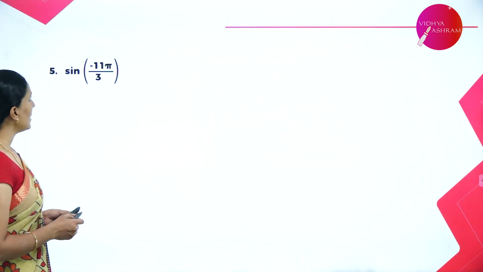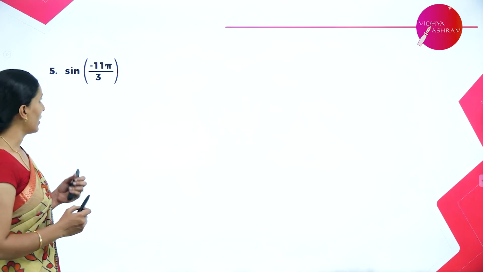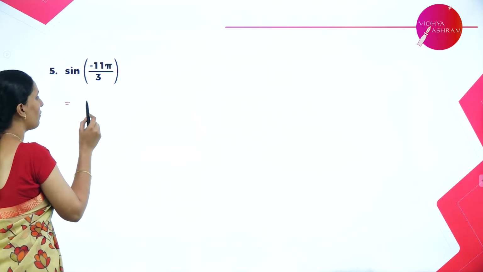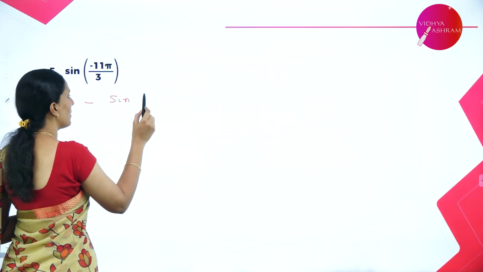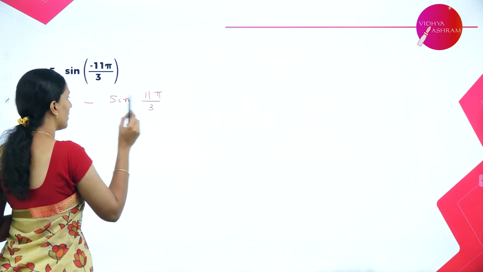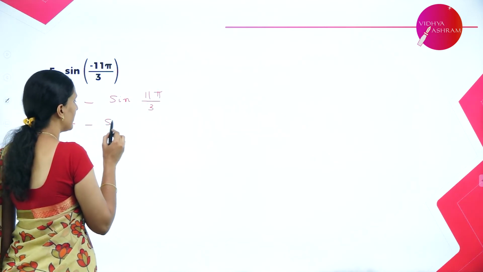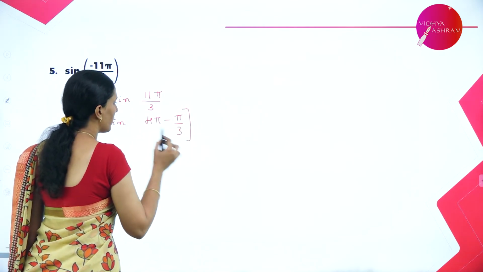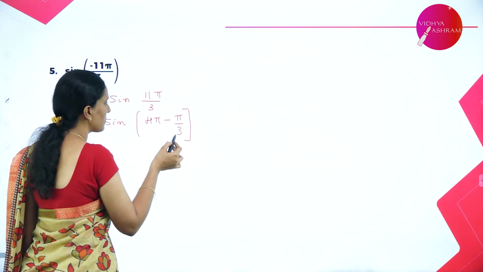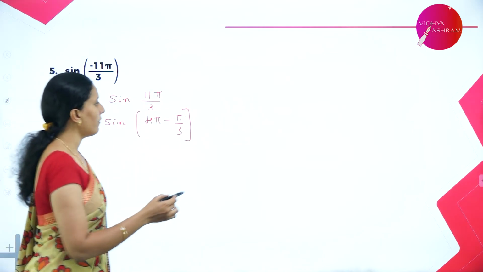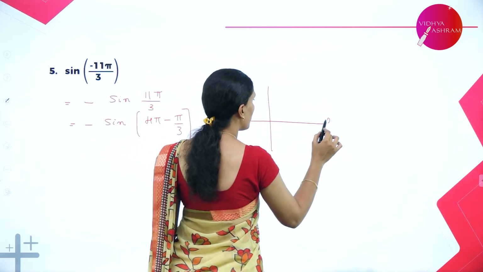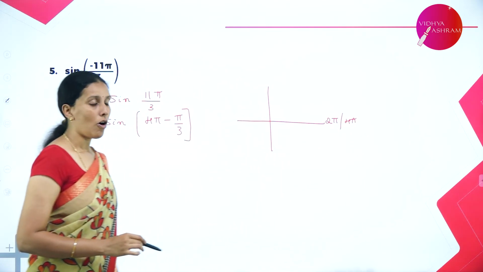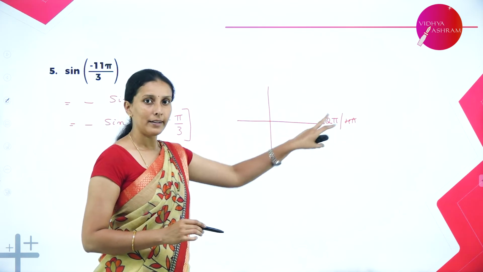Next, sine minus 11 pi by 3. Sine of minus x is written in the form of minus sine x. So, therefore, this can be written as minus sine 11 pi by 3. Now, here 11 pi by 3 can be expressed in the form of 4 pi minus pi by 3. So, you can clearly see here 4 3s are 12 pi minus pi, which will give you 11 pi by 3. When I say 4 pi, it again comes in the position where our 2 pi lies. So, any even multiple of pi will come at 360 only.